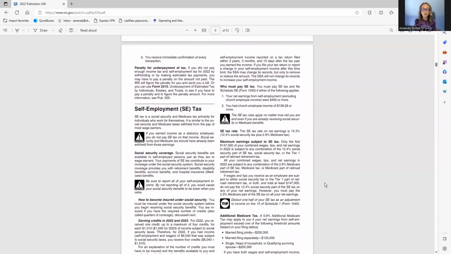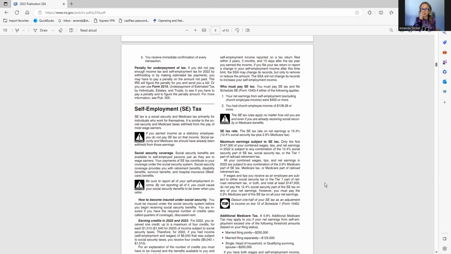Payment for underpayment of tax. If you did not pay enough income tax and self-employment tax for 2022, by withholding or making estimated tax payments, you may have to pay a penalty on the amount not paid. The IRS will figure the penalty for you and send you a bill. Or you can use Form 2210, Underpayment of Estimated Tax by Individuals, Estates, and Trusts, to see if you have to pay a penalty and to figure the penalty amount. For more information, see Publication 505.